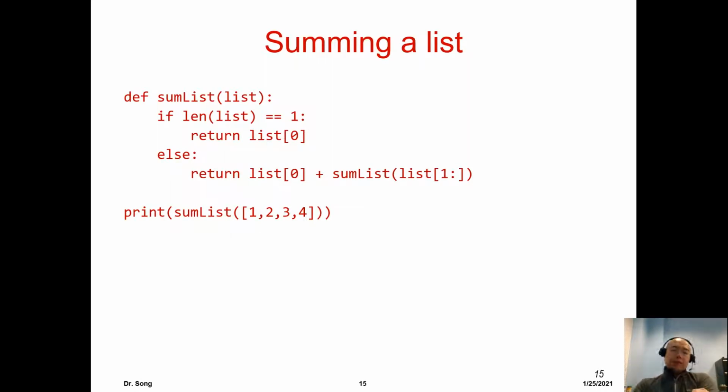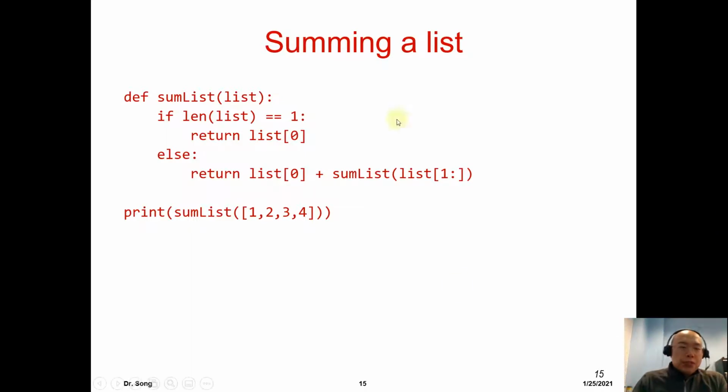Okay, so let's see another example. Let's say we have a list and we want to sum all the values together. Let's think about that. What is the smallest possible case that we definitely know how to solve? If we have a really small list, it doesn't require us to break it into even smaller parts. And what can it be?